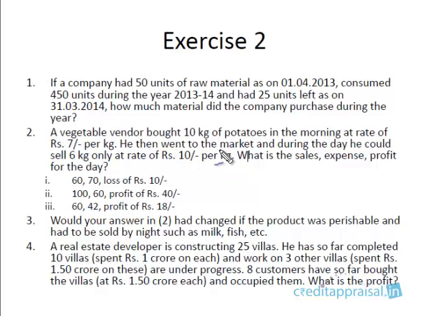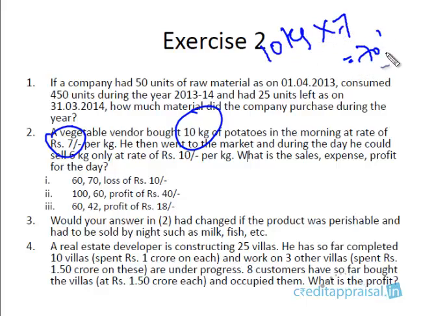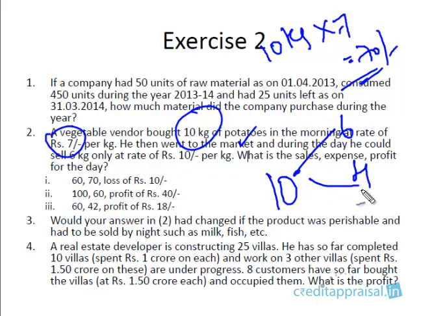A vegetable vendor bought 10 kgs of potatoes in the morning at a rate of 7 per kg, right? So he went to the market and bought 10 kgs of potato at the rate of 7 rupees, that is 70. He purchased potatoes worth 70. Then he went to the retail market, and during the day he could sell only 6 kgs. So out of the 10 kg he purchased, 6 was sold and 4 was left unsold.